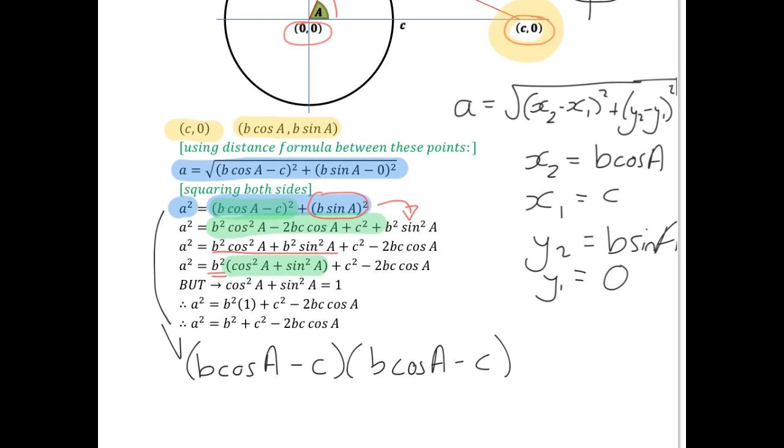But then we need to recall that cos squared A plus sine squared A is equal to 1. So that means this whole cos squared plus sine squared A changes into just 1, multiplied by b squared. So we end up with a squared is equal to b squared plus c squared minus 2bc cos A, which is the formula we were looking for. And we also have a QED there.